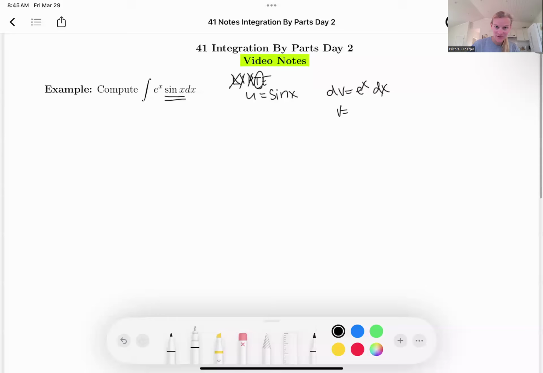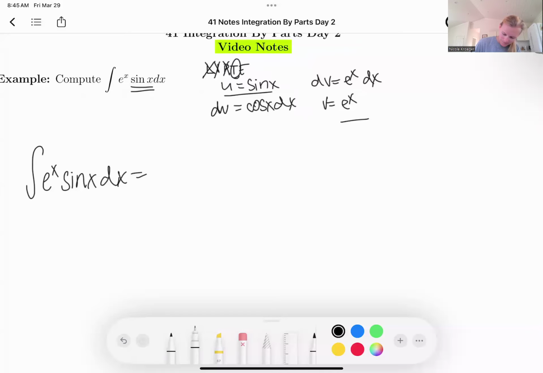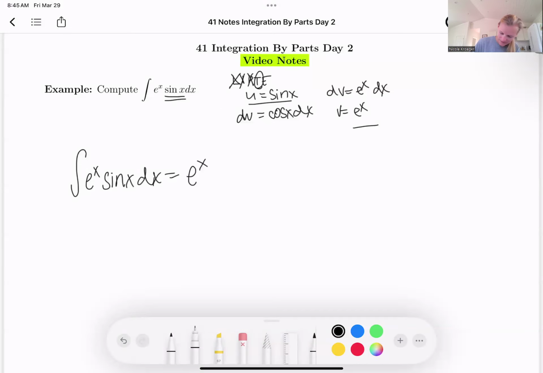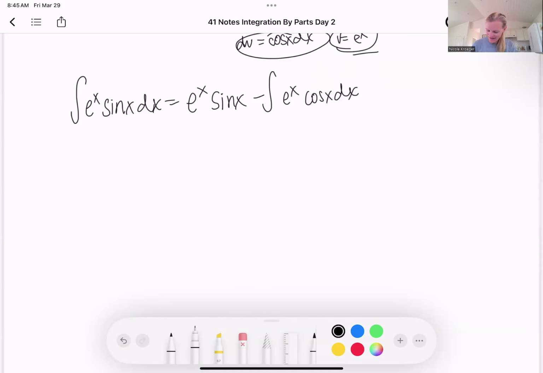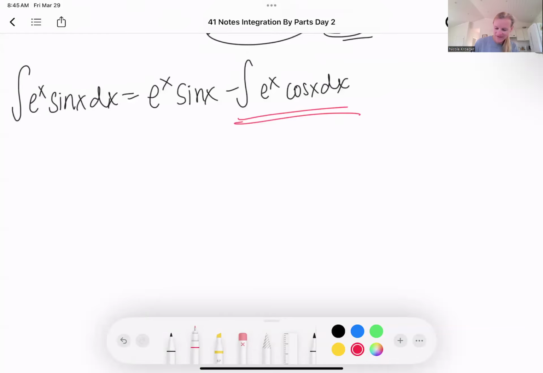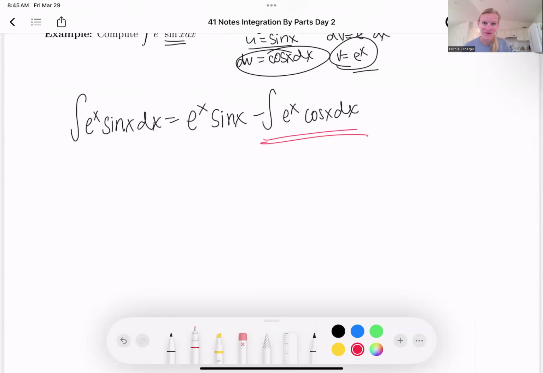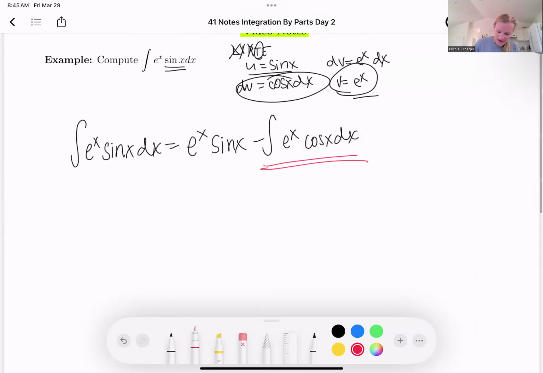V is easy, that's just the integral of e to the x, which is e to the x, and du is also easy, that's going to be cosine of x dx. And so we can put everything back together. We have the integral of e to the x sine of x dx is equal to u times v. So that'll be e to the x sine of x minus the integral of v du, so e to the x cosine x dx. Okay, so now we see that we have an e to the x cosine x. That looks an awful lot like what we started with, so we probably need another integration by parts on this.